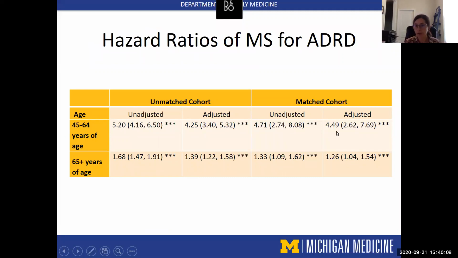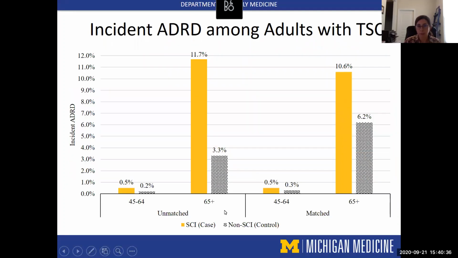I go over the first row for early onset Alzheimer's, which is disturbingly high, about 5.2 for unadjusted and unmatched data. It didn't change much when we matched our cases and controls and adjusted for everything, about 4.5. It reduces again among older adults, but it did not disappear.